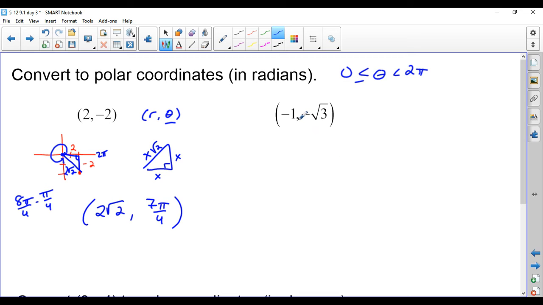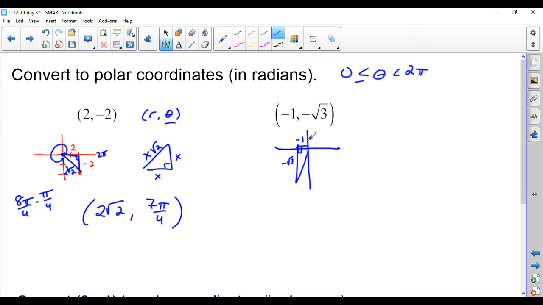In the second example, my x and y coordinates are -1 and -√3. So I'm going to draw a point that goes -1 and then goes down square root of 3. Square root of 3 is about 1.7. Let's draw that again. On my x and y axes, I'm going to go over 1 and then down square root of 3. Over 1, down square root of 3.